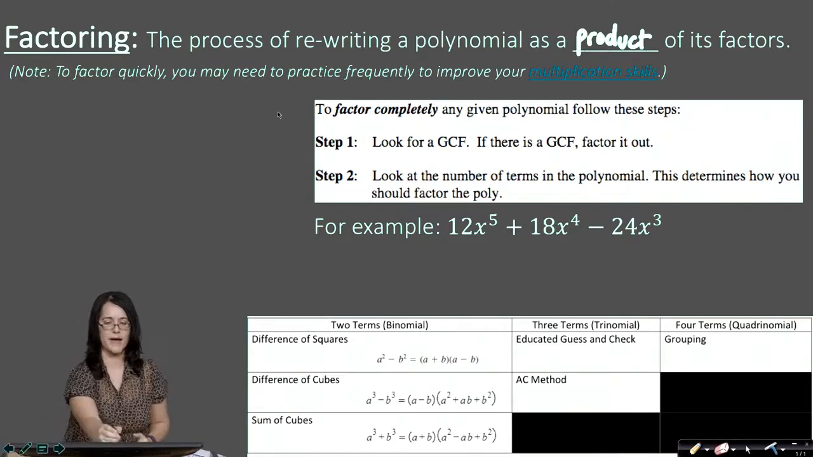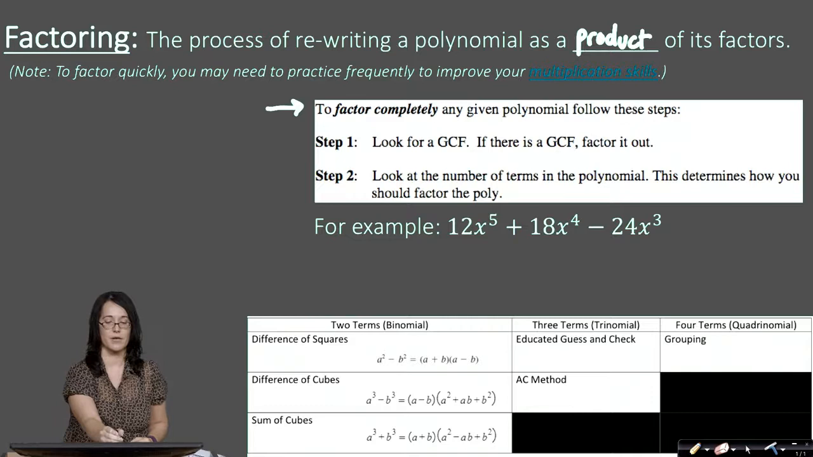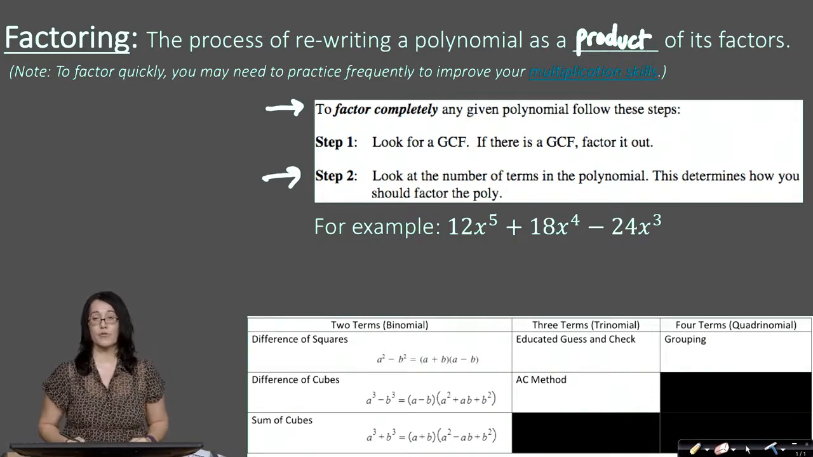Okay, so to factor completely, the first thing we're going to be doing in our first box here is looking for a greatest common factor. Is there something that is shared by every single term in this expression? If so, we always factor that out first. Then we'll look and see what kind of situation is left as our second factor. Once we've done that, we'll notice, well, maybe there's 2 terms remaining. Maybe there's 3 or 4 terms, and we'll be able to analyze what to do next.